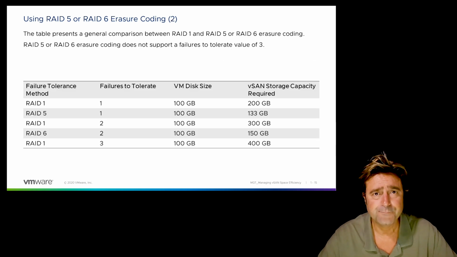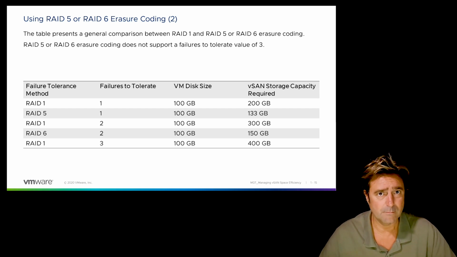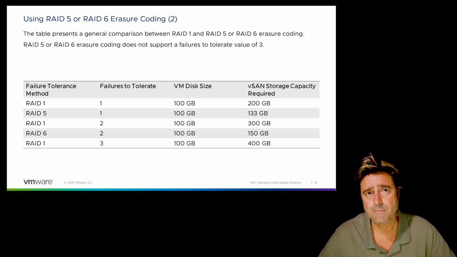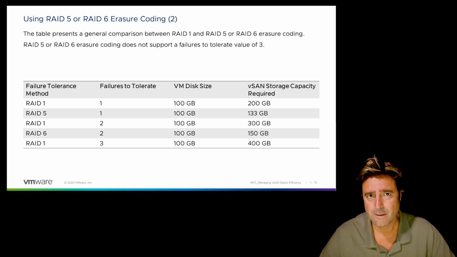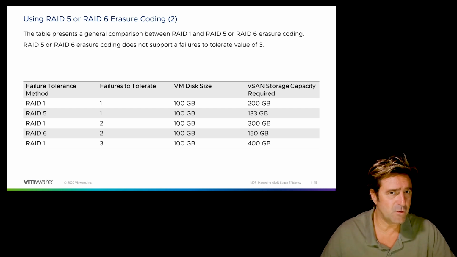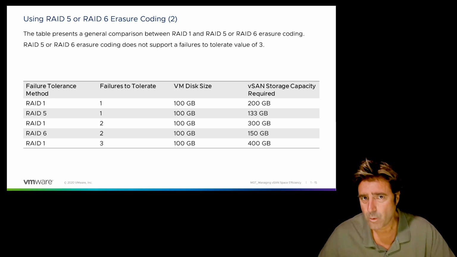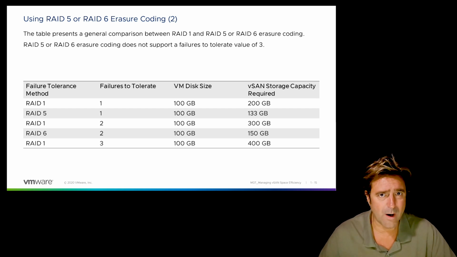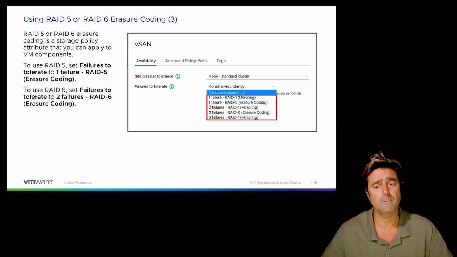Now, here they're showing you that if this VM was RAID 0, and the VM had a disk that was 100 gigs, the VM would use 100 gigs. If the VM is a two-way mirror, 200 gigs. If the VM is a three-way mirror, 300 gigs. But with RAID 5, you would need 133 gigs. With RAID 6, that would require 150 gigs. So again, it would save you 50% of the space compared to a three-way mirror.